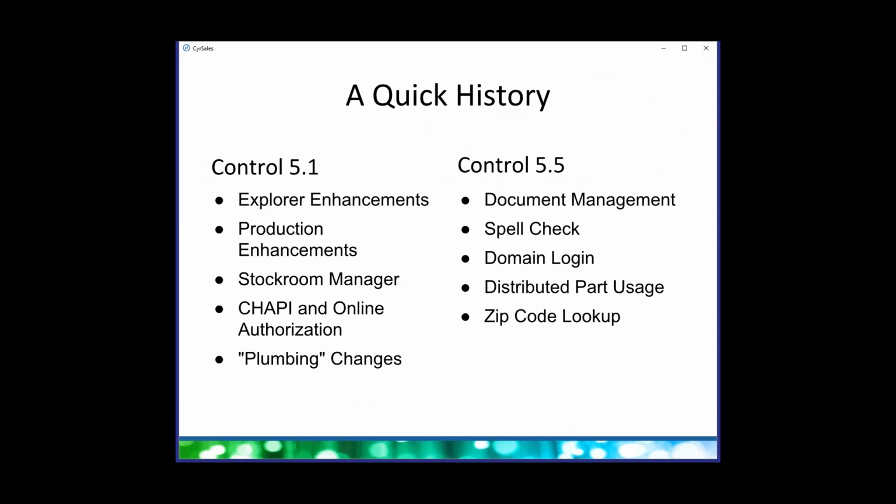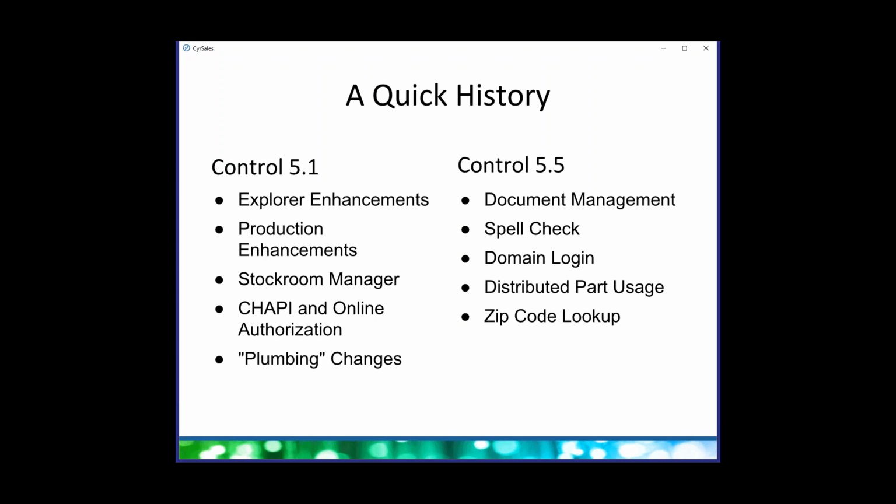So 5.1 was the first of the 5 series versions of Control, and that had a lot of what we call plumbing changes. So a lot of things that were internal, not necessarily visual, were changed. Some of the things you might have noticed were the Explorer enhancements. The Explorer got where you could group and you could sort, and now we went ahead and in a recent version turned on the ability to subtotal. So you can right click and it'll subtotal things on Explorer. So now a lot of nice little things there.